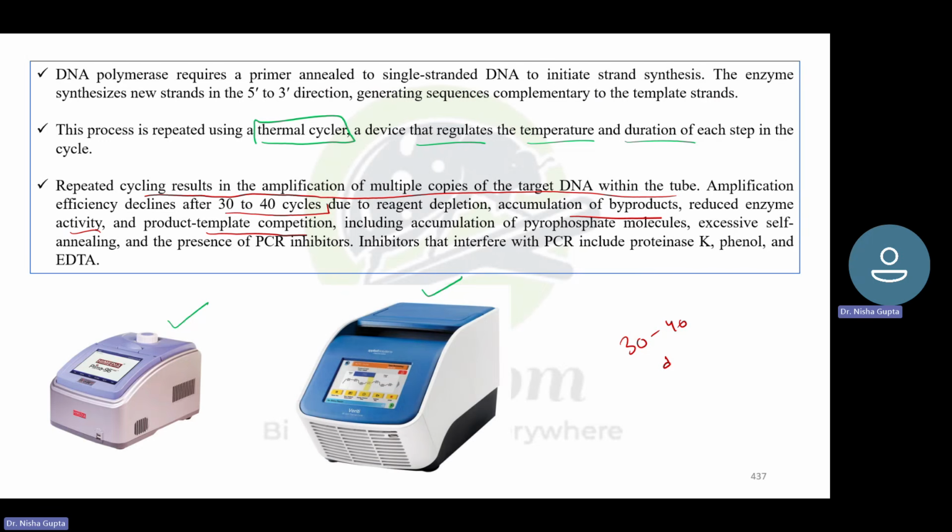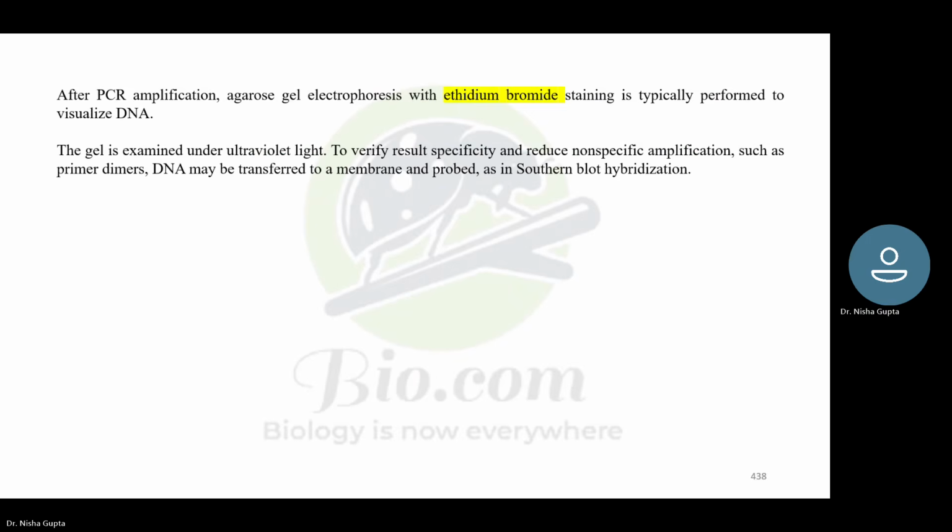Now we have some inhibitors that inhibit the PCR, right? So what are they? Proteinase K, phenol and EDTA are the inhibitors of PCR, right? After the PCR amplification, we run a gel known as agarose gel electrophoresis, and we stain it with ethidium bromide to visualize the bands. And the gel is observed under ultraviolet light. Transilluminator पे देखा जाता था पहले. Now we have a gel documentation system, which is very easy, and it is very important for the visualization of DNA.